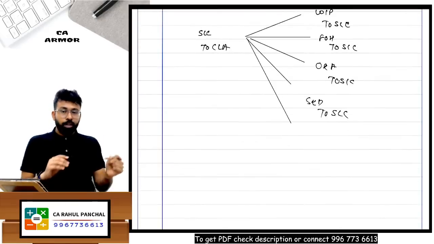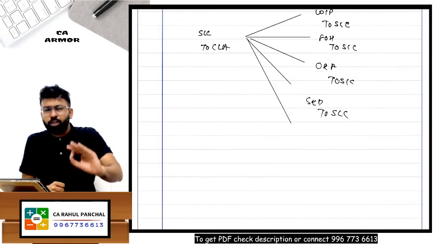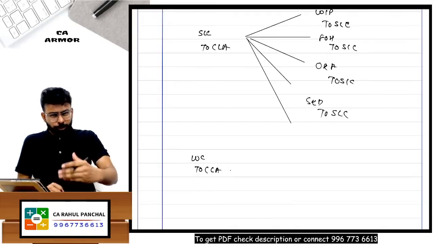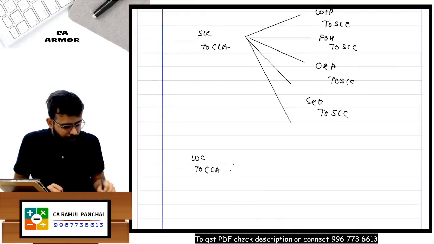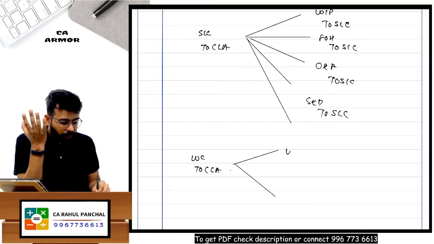Okay, understandable. Now, wages paid. When you make the payment of the wages, whether direct or indirect, it should be wage control account debit to CLA account. You do not pass wages account debit to cash bank. Now it can be direct wages or indirect wages. If it is direct wages, it should be charged to production. When I say production, it means WIP to wage control.